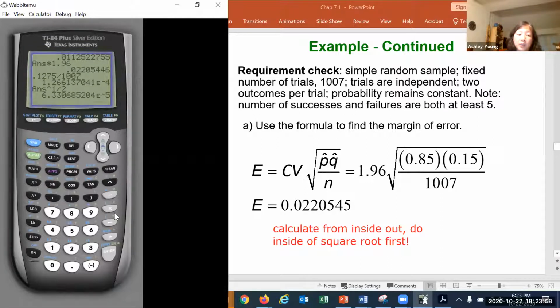The other thing you can do is this. Here's my answer. You can do this instead. Square root.